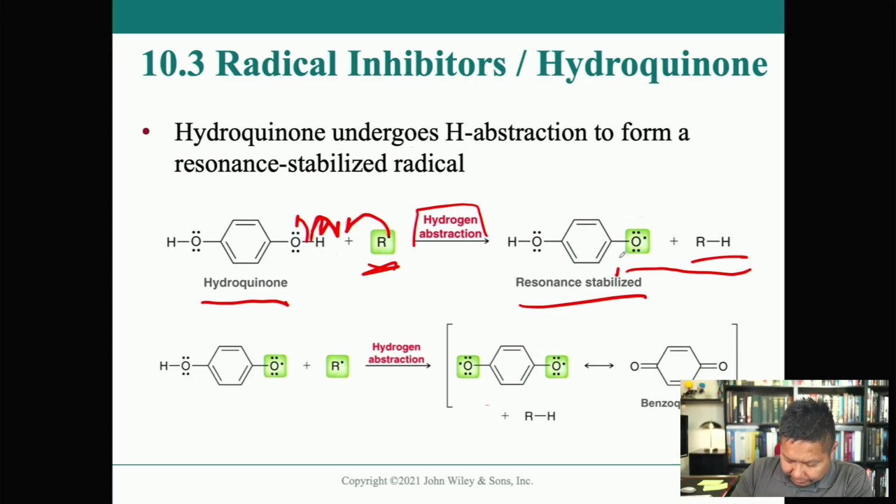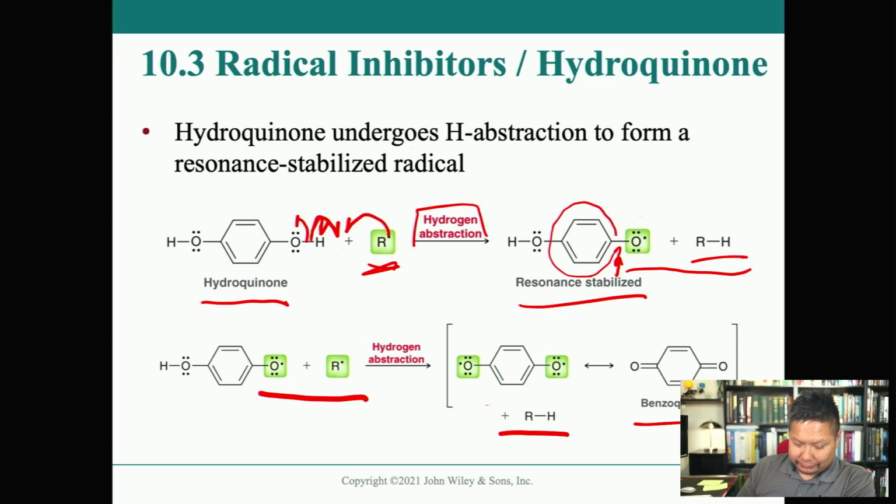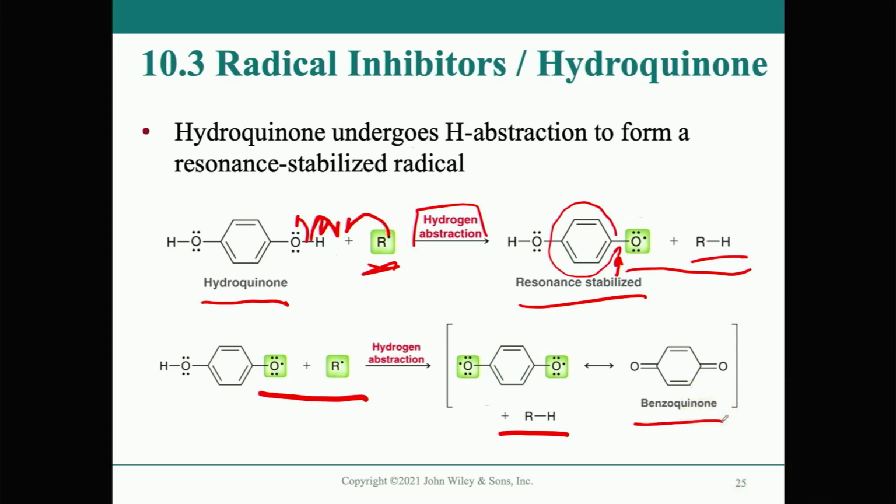This is literally just like doing a resonance stabilization with the benzyl group right there, where the double bonds form all the way around and come back again, just like we saw before. That's resonance stabilized, okay? So you can actually do it again on the other side, another hydrogen abstraction, giving you a destroyed alkyl radical. Now it's just an alkyl group, right? And then you get the benzoquinone from the hydroquinone. Benzoquinone, okay.